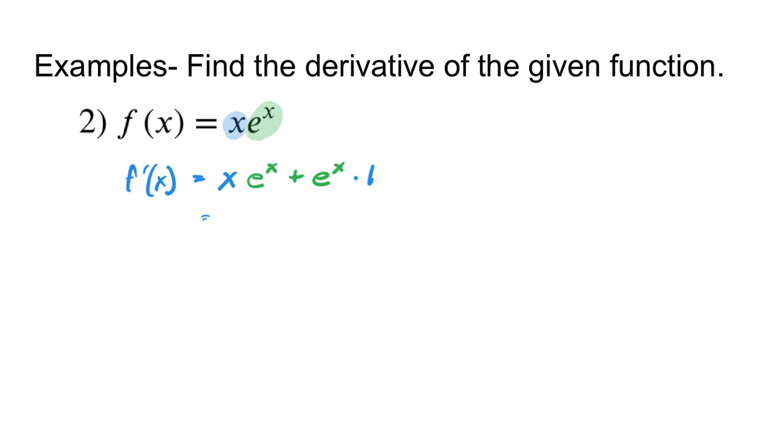I'll simplify that, but there's really honestly not much to do. You have x times e to the x plus e to the x, and that's going to be my final answer. Sometimes your book may get fancy and factor out the e to the x, and you'll be left with e to the x times the quantity x plus 1. It will really depend on the way the answer key may be written.